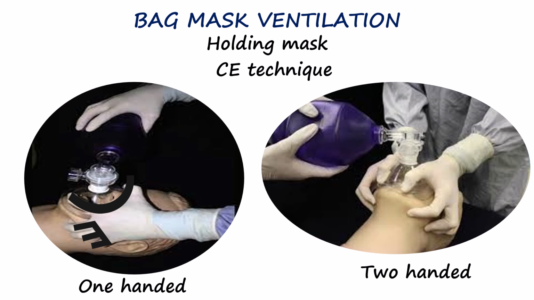However, in situations where leaks persist or when one-hand ventilation is insufficient, the two-hand mask holding technique becomes necessary. In this method, both hands form the CE grip on either side of the mask, while an assistant squeezes the bag. This approach provides a stronger and more reliable seal, especially in obese, edentulous, or bearded patients where achieving an airtight fit can otherwise be difficult.